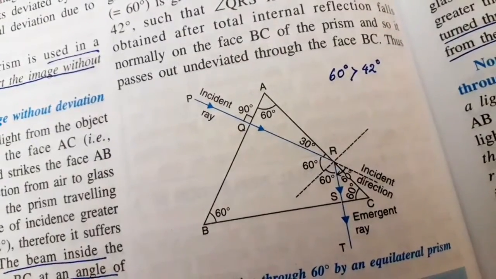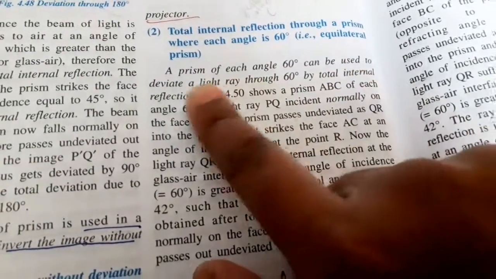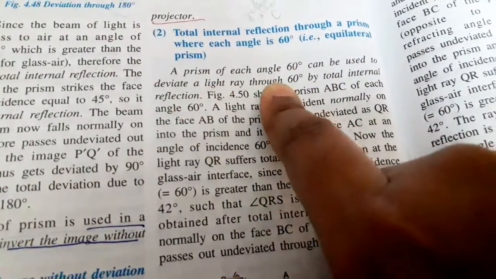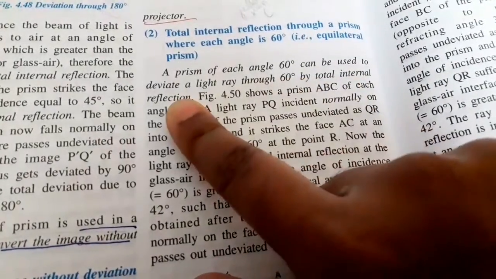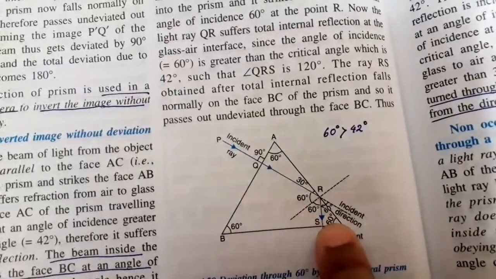Now we can read the first line. A prism of each angle 60 degrees can be used to deviate a light ray through 60 degrees by total internal reflection. That means this type of prism is used to deviate a light ray through 60 degrees towards the base. Clear?